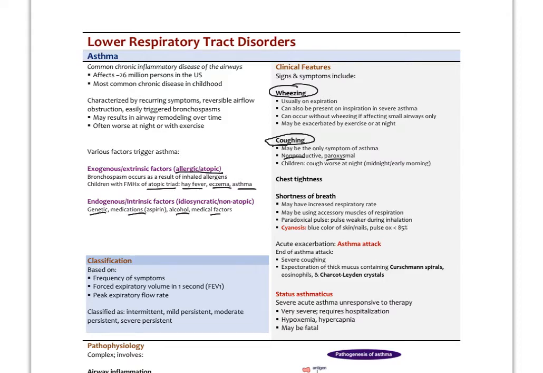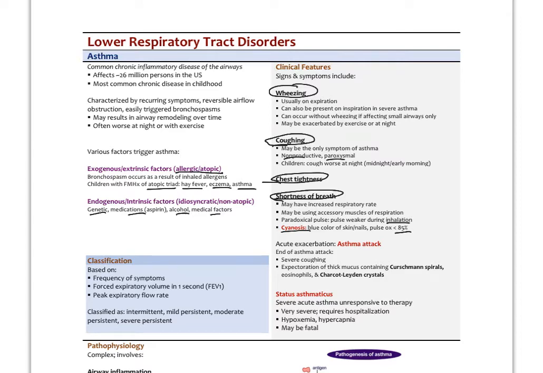And in children, the cough is again often worse at night. And then chest tightness is another classic sign of asthma. And then shortness of breath with maybe increased respiratory rate. They can be using their accessory muscles of respiration. Now, in an asthma attack, we might even see cyanosis, pulse ox falling below 85%, and so forth. Now, one interesting feature of asthma is a paradoxical pulse, and that's a pulse that's weaker during inhalation. So you feel their pulse, they breathe in, and the pulse actually weakens a little bit.